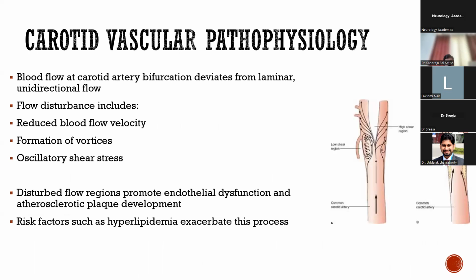So now coming to the pathophysiology of the atheroma formation. The blood flow at the carotid artery bifurcation deviates from the laminar and unidirectional flow. There will be flow disturbance that include reduced blood flow velocity and formation of vortices, which causes oscillatory shear stress to the artery wall. The disturbed flow regions promote endothelial dysfunction, and that promotes the atherosclerotic plaque development. Risk factors such as hyperlipidemia exacerbate this process.